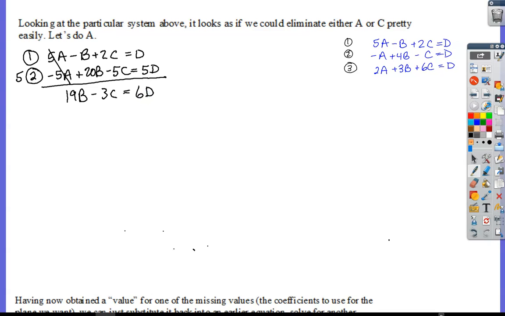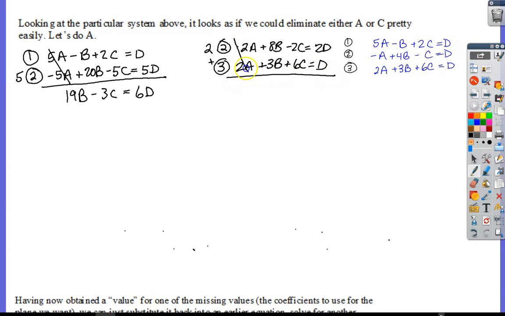So I'm going to try to do that with two others. I'm going to try to get the a to cancel out. So I'll use 2 and 3, but I'm going to have to multiply 2 by 2 and then add it with 3. So this guy times 2, again, take your time: negative 2a, 8b, negative 2c, 2d, and then 3 is the same. Okay, a's cancel. I get 11b plus 4c equals 3d.